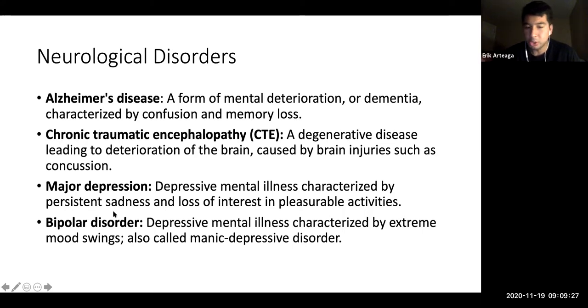But major depression is a depressive mental illness characterized by persistent sadness and loss of interest in pleasurable activities, right? And there's clinical depression. You can actually see this in a brain scan, right? Bipolar disorder is a depressive mental illness characterized by extreme mood swings, also called manic depressive disorder. Okay.